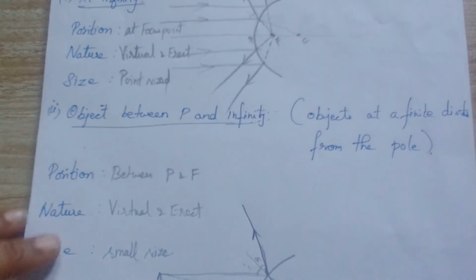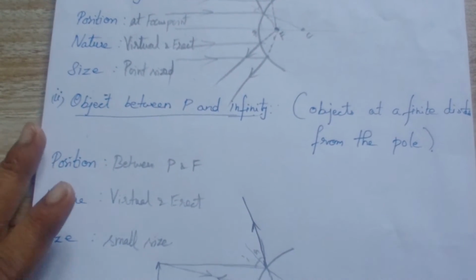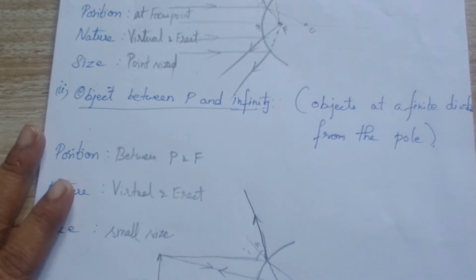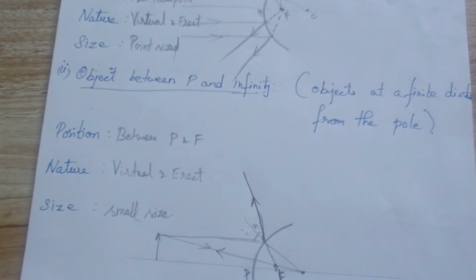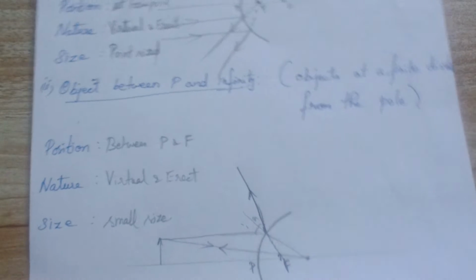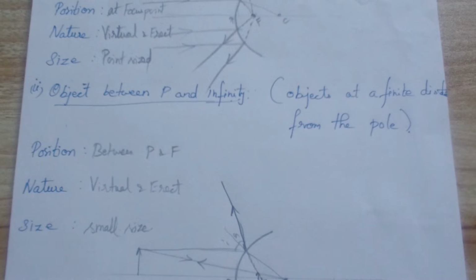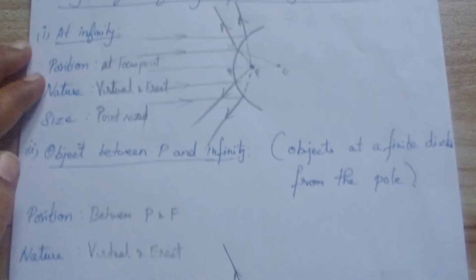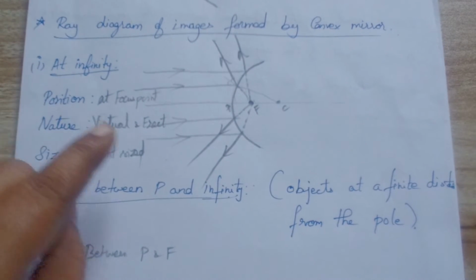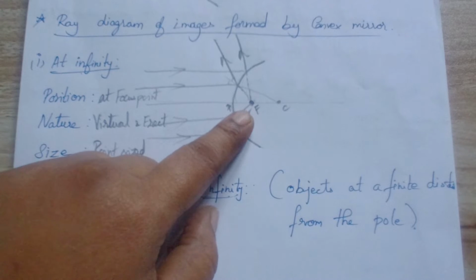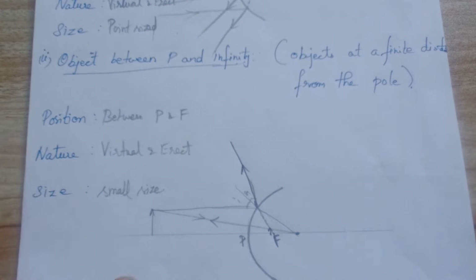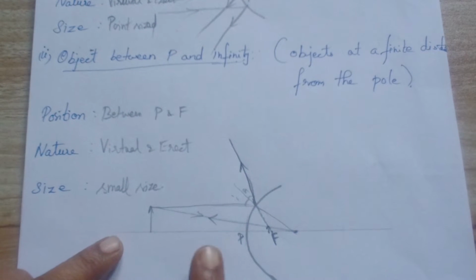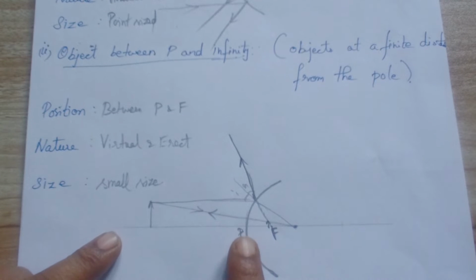Okay. So only two images can be formed. The position of the image will be at only two places: at infinity and between the pole and infinity, that is, a finite distance from the pole. When the image is at infinity, the position of the object is at the focus point. When it is at a finite distance, the position of the object is between the pole and the focus point. Clear on this? Okay.